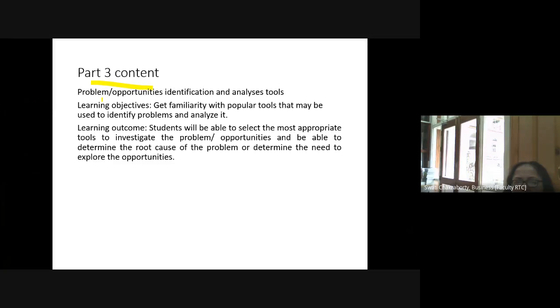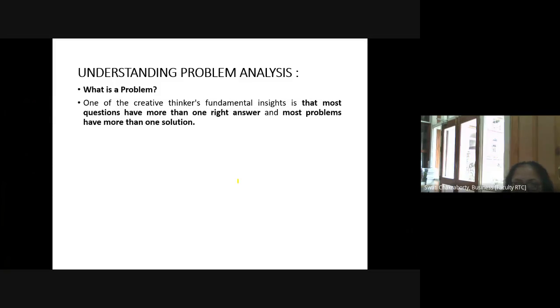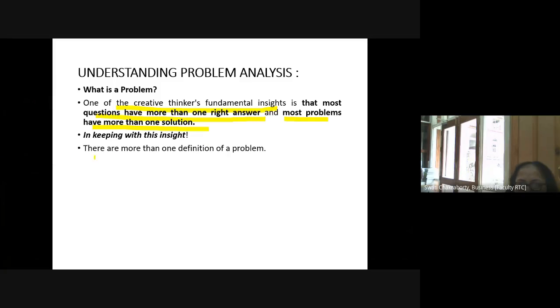So these are the things that we are going to talk about. We are going to talk about the problem or opportunity identification and the analysis tools. Okay. So understanding the problem analysis. So what is a problem? Problem, as we say, is one of the creative thinkers' fundamental rights, right? We have discussed that most questions have more than one answer and most problems have more than one solution, right? So in keeping with this insight, we know that there is more than one definition of a problem.